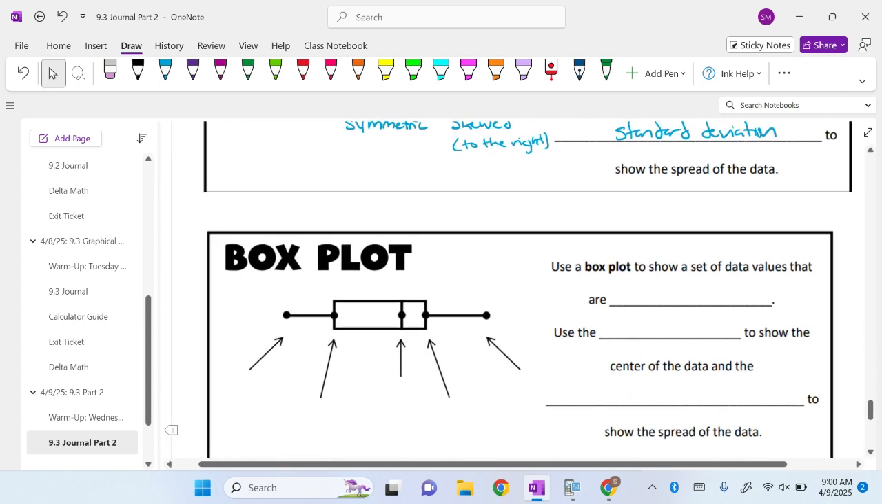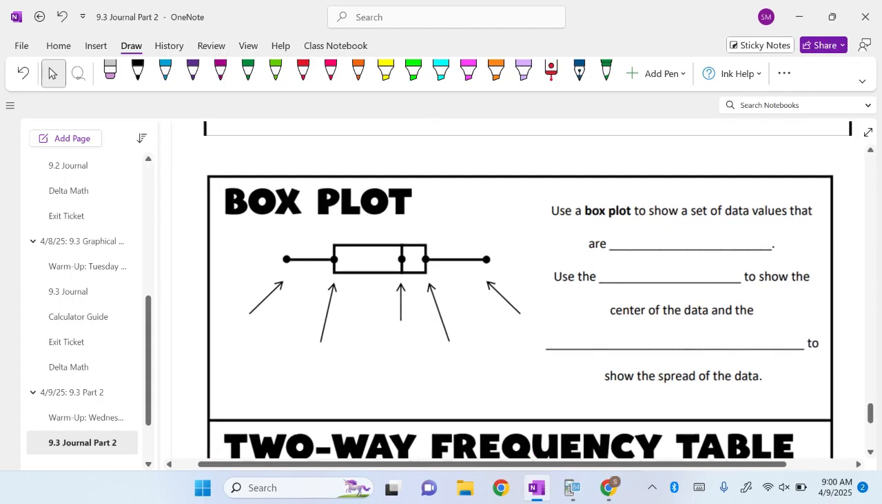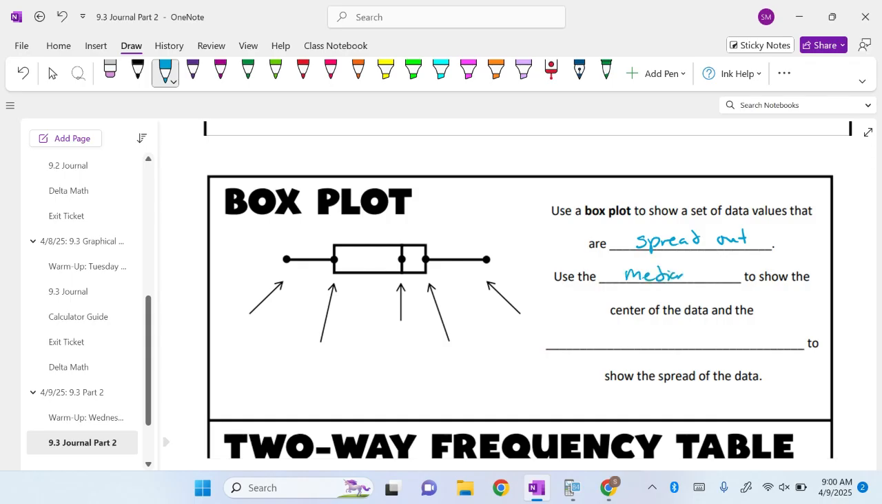Now, a box plot shows a set of data values that are spread out. And they use the median to show the center of the data and the interquartile range, which we'll talk about later, to show the spread of the data. And just to recap what's what, this is the min, this is the first quartile, the median, the third quartile, and the max.